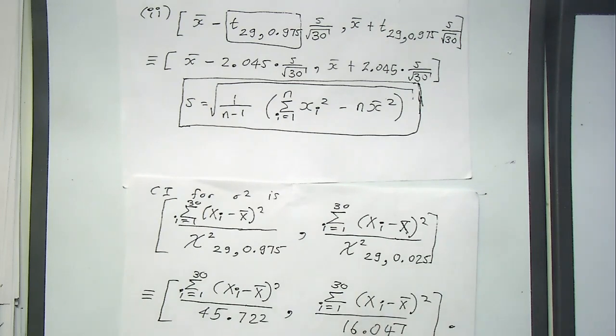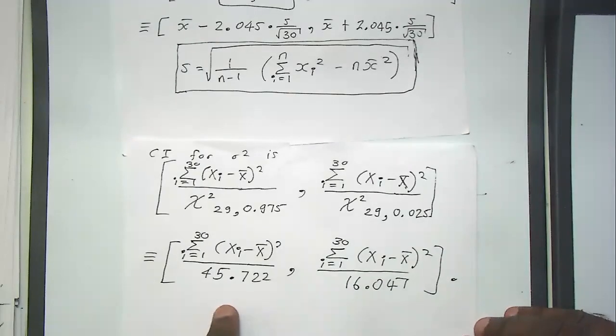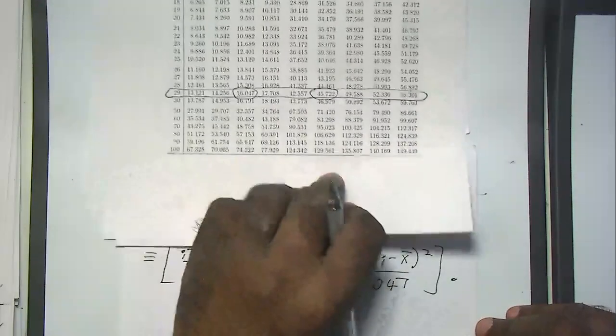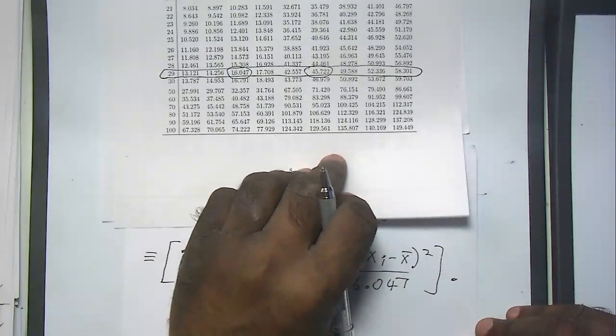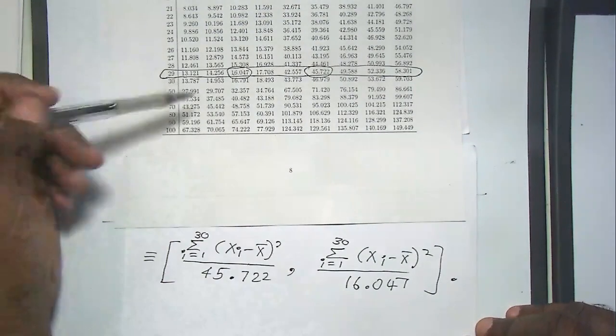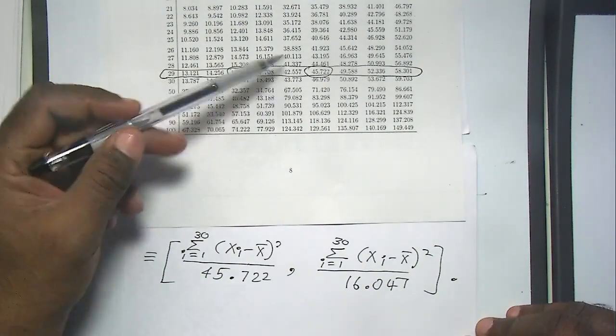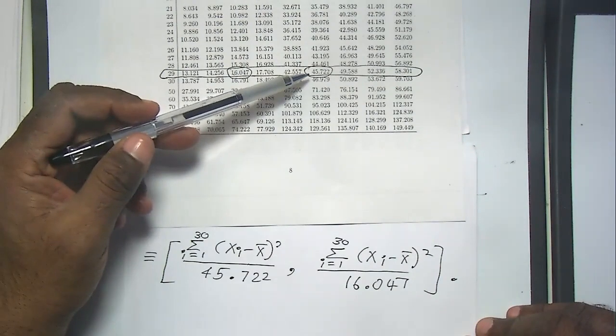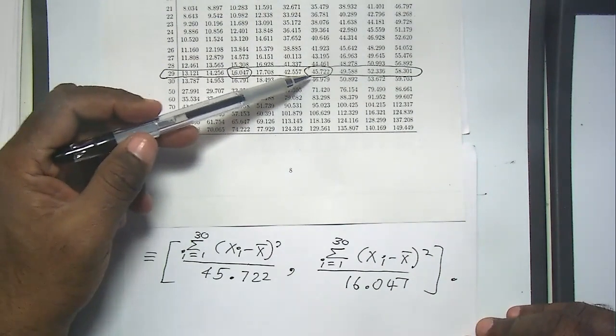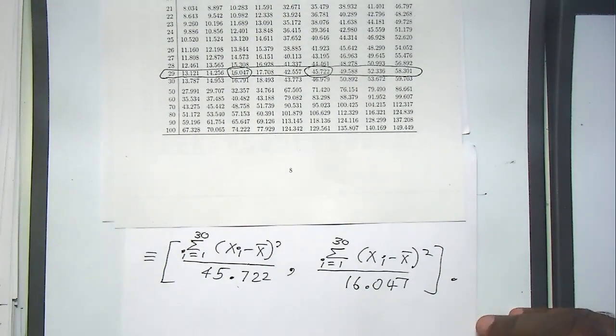Right, so that completes question 2. Do you see how I got these numbers, guys? It's from the table. If you look at this table here, right? The 0.025 is this number here, and 0.975 is this number. So I got this and this. Right. If this is clear, can you do the next question, please? Question 3.